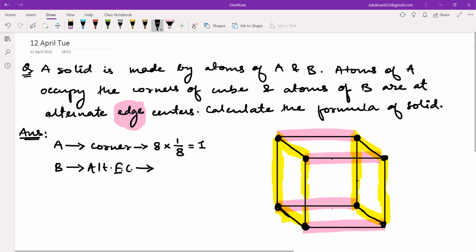So you will have atoms here, here, here, and here. So these are the 4 edges. So you will have 4 into 1 by 4. The contribution of an edge is 1 by 4, no? So this will also be equal to 1, and the answer will still be AB.